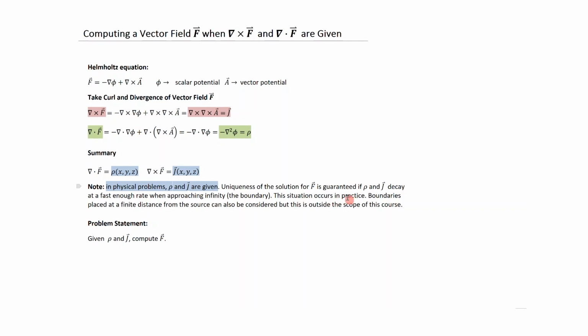And this is the situation that will occur in practice. There are more details in the expanded set of notes, but we're not going to deal with it at this point here. Boundaries placed at a finite distance from the source can also be considered, but this is outside the scope of this course. Again, the detailed notes basically talk a little bit about this, but you're not responsible for it. So the problem statement you'll be given will always have this sort of form. You'll be given a rho and you'll be given a J, and you need to compute F. That's more or less what we're going to be doing.